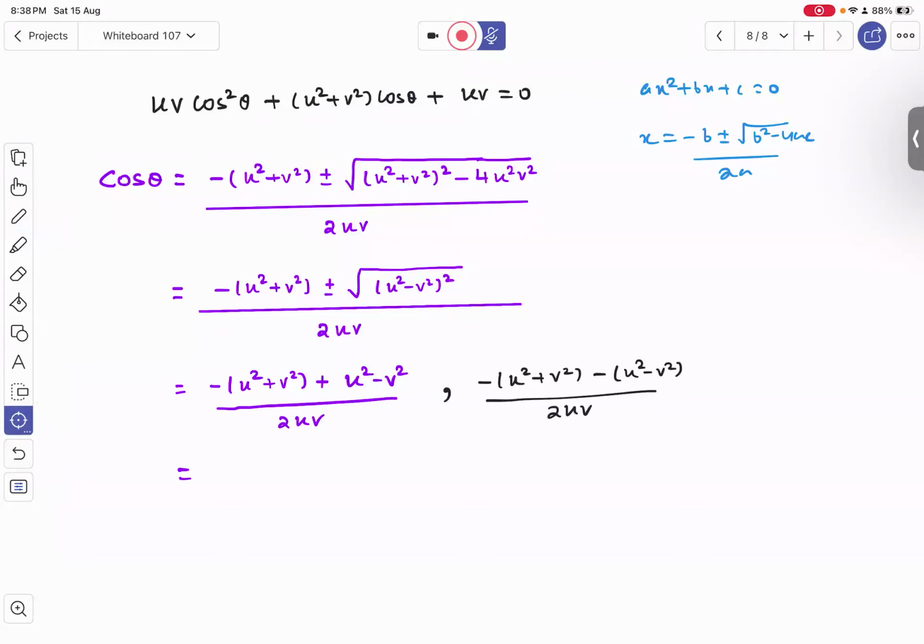This one will be, just to simplify it in your head, minus u square plus u square gone. Then we'll get minus of 2v square by 2uv. And that will be what? Minus v by u, or not? And this one, minus v square here upon opening the bracket and plus v square here upon opening the bracket will cancel out. Numerator will be minus 2u square divided by 2uv. So 2 gone, 1 u in the denominator gone, what will it become? Minus v by u.